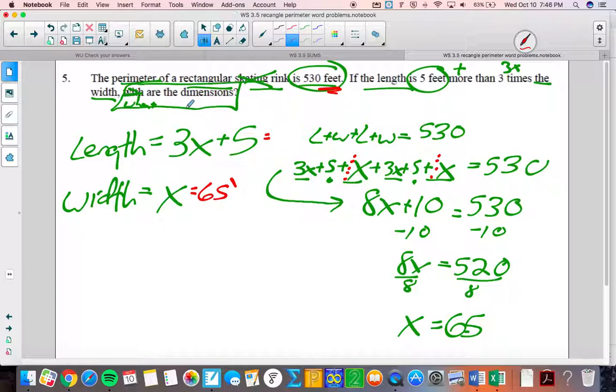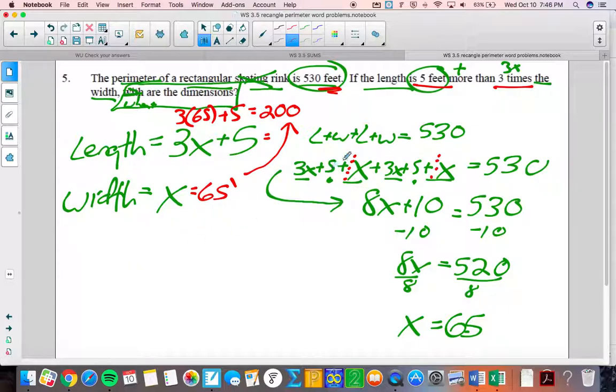Well, take 3 times 65 and add 5. So 3 times 60 is 180. 3 times 5 is 15. So that makes 195. Plus 5 is 200. Or just feel free to use a calculator. So I know that 200 is 3 times the width plus 5, because that's what I did to get the 200.